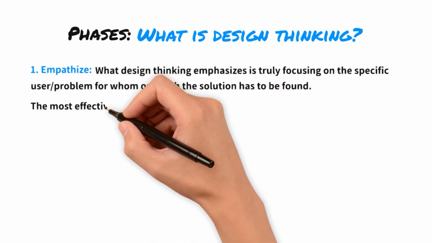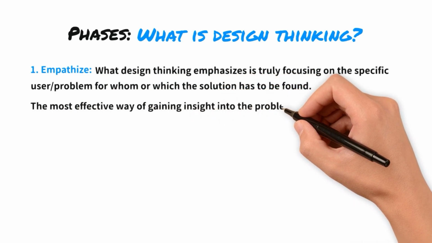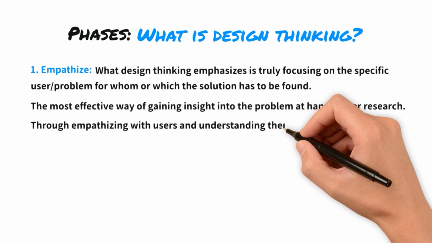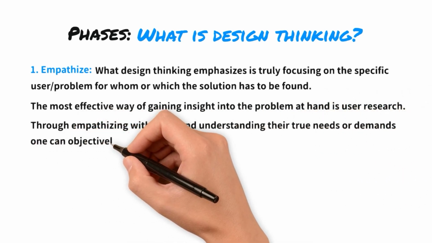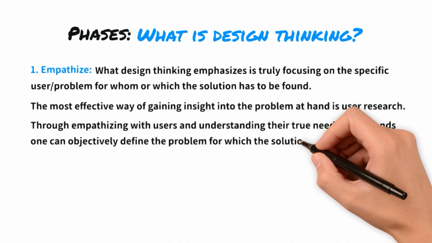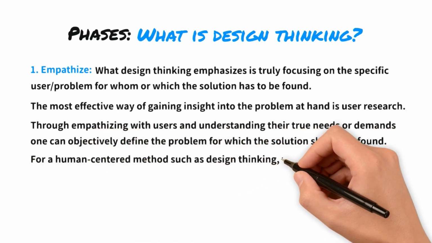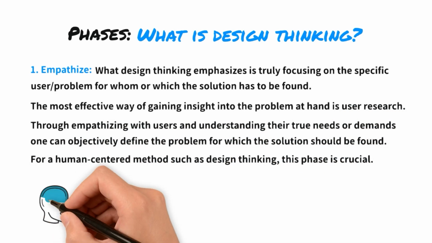The most effective way of gaining insight into the problem at hand is user research. Through empathizing with users and understanding their true needs or demands, one can objectively define the problem for which the solution should be found. For a human-centered method such as design thinking, this phase is crucial.